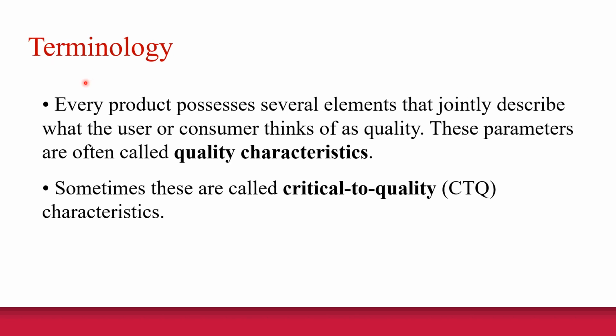There's some terminology that we need to become acquainted with when we talk about quality control. First of all, every product possesses several elements that jointly describe what the user or consumer thinks of as quality. These parameters are often called quality characteristics. Sometimes these are called critical quality characteristics.